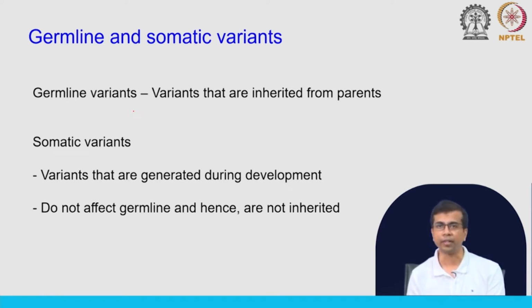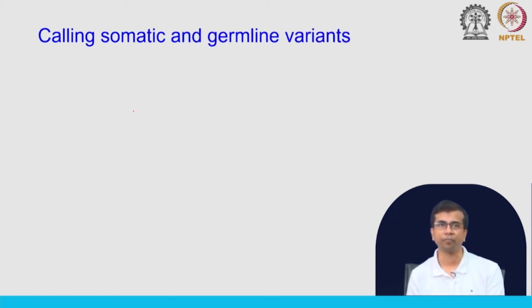I hope it is clear what germline variants and somatic variants are. In our body, germline variants will be present in all cells, whereas somatic variants will be present in only certain cells or certain tissues. And again, these variations can be different from one tissue to another.